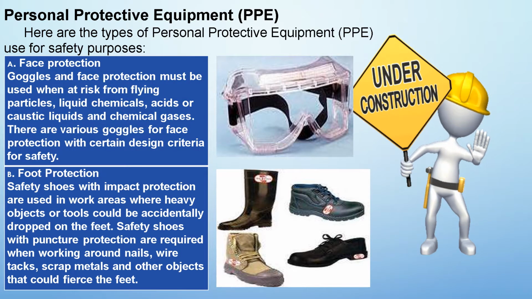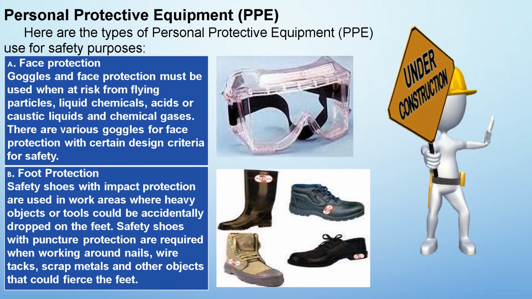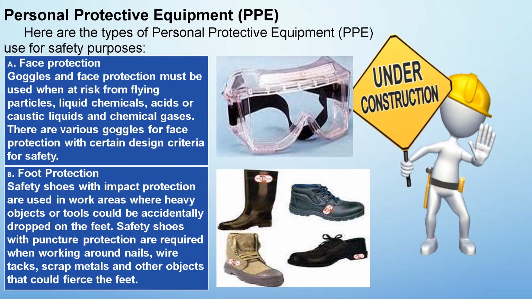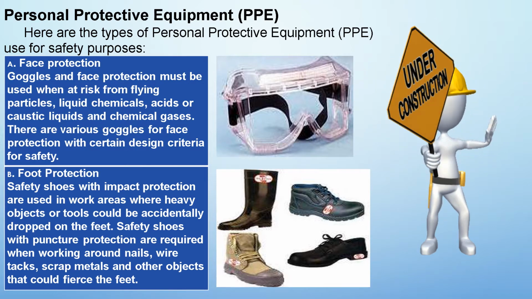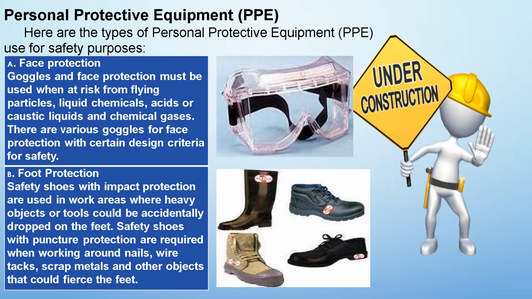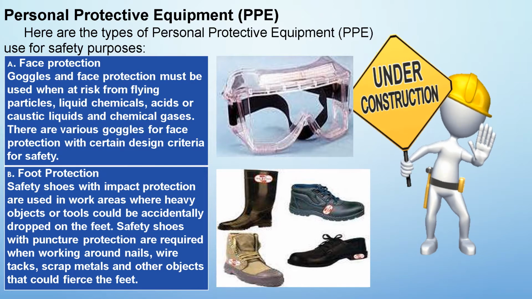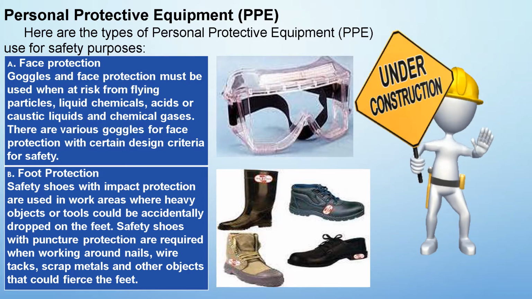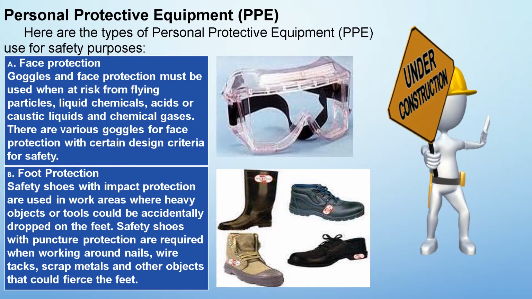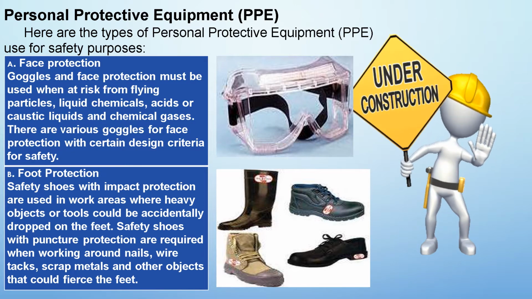Okay, let's move on to personal protective equipment or PPE. So, here are the types of personal protective equipment or PPE used for safety purposes. Letter A, we have face protection. Goggles and face protection must be used when at risk from flying particles, liquid chemicals, acids or caustic liquids, or chemical gases. There are various goggles for face protection with certain design criteria for safety.